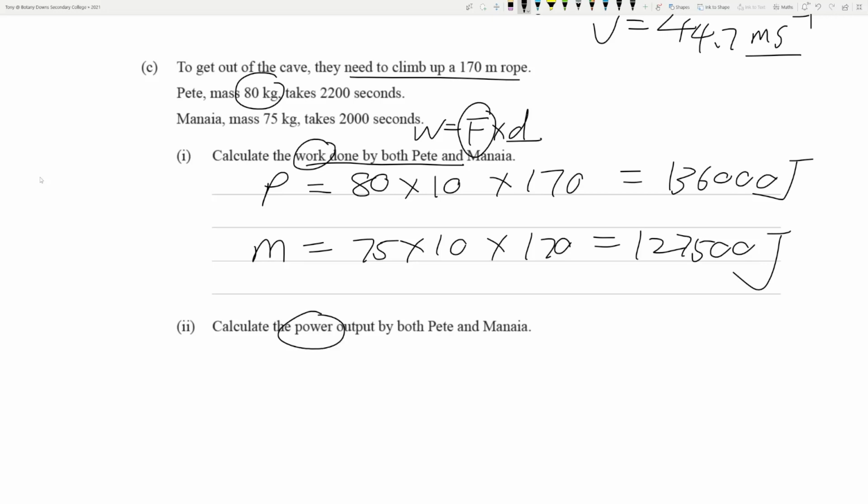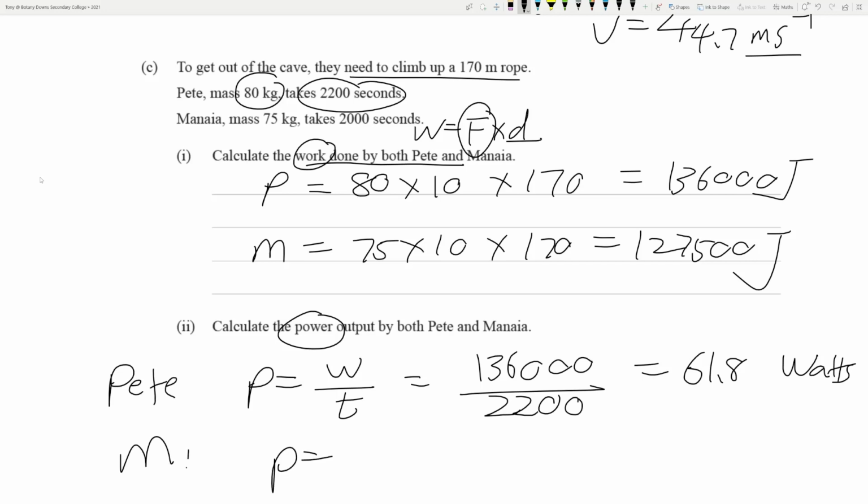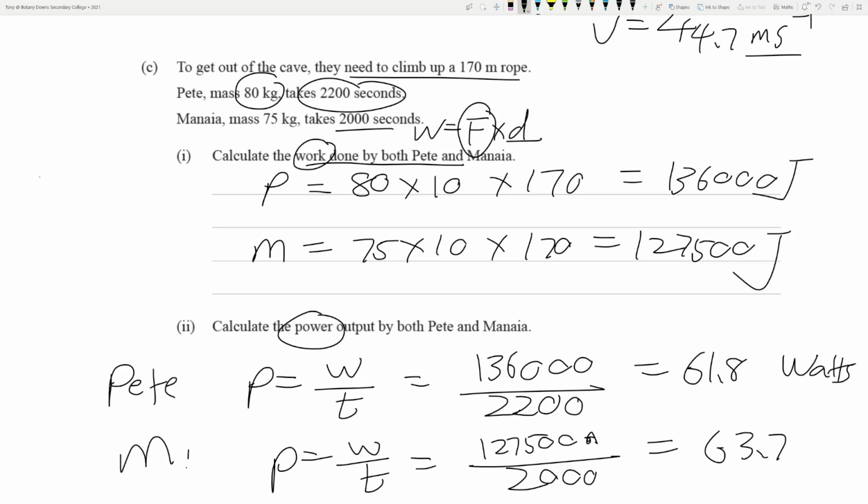And then we want to calculate the power. So the power is work divided by time. So that's going to be 136,000 divided by time, which is 2200, and that's going to give us 61.8 watts, which is W. And this is Pete. And then for the girl, it's going to be the same thing. Power equals work divided by time, which is going to be 127,500 divided by how long did she take? 2,000 seconds, and that will be 63.7 watts.